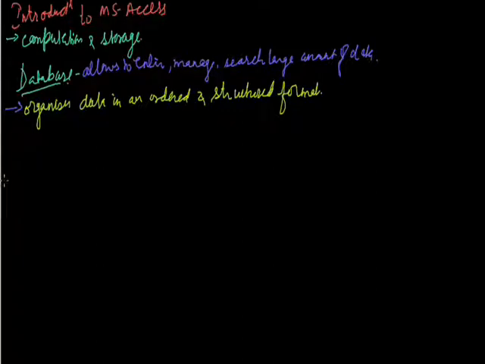After this, it organizes data in an ordered and structured format. It easily maintains and manages information and then shares it with other people. So what does it do? It maintains and manages information and stores it. So this is a brief description of a database.